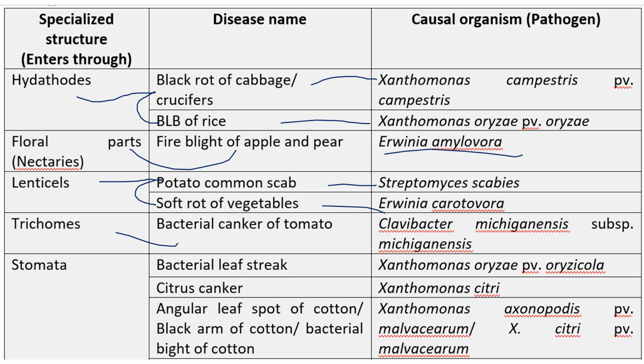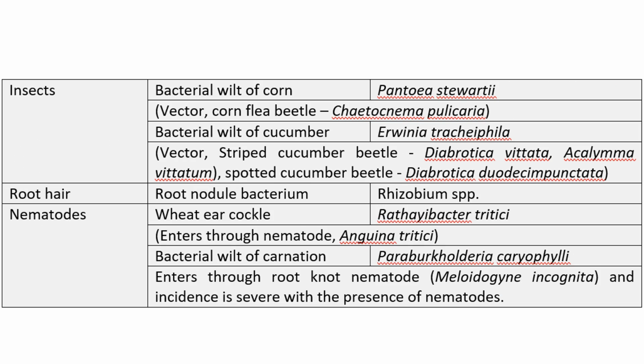Trichomes: bacterial canker of tomato, which is caused by Clavibacter michiganensis subsp. michiganensis. And through stomata there are a couple of pathogens like bacterial leaf streak, citrus canker, angular leaf spot of cotton. These are all the different kinds of pathogens that enter through stomata. So we may expect at least one question from this, because if you see just the last 4 or 5 years' question papers, there must be one question from this. So just please go through this once also. And other things are also given here, I think.